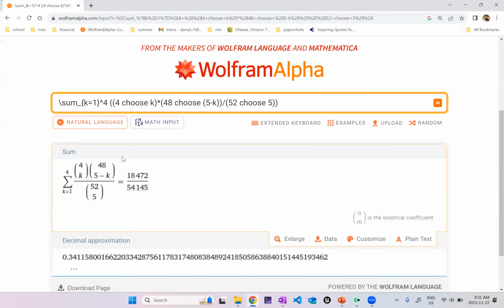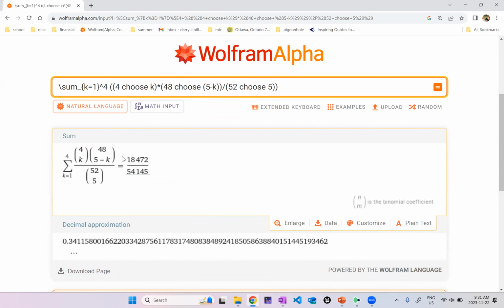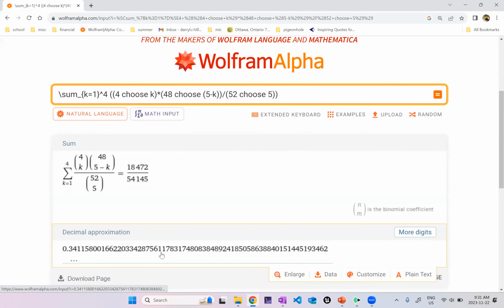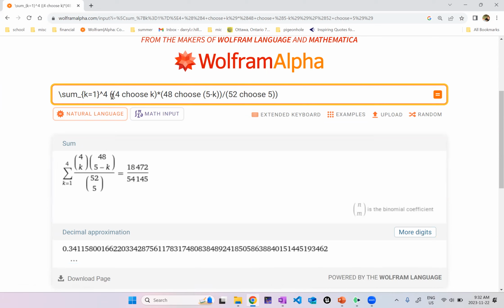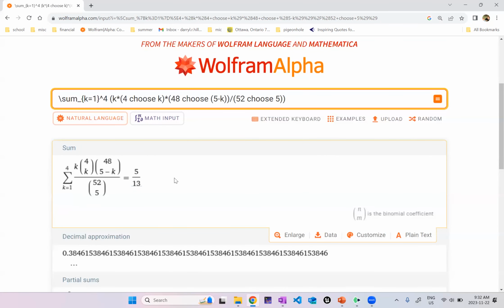Nope, I messed it up. Oh, yes. What did I forget? So this is a nice formula, but this is just the sum of the probabilities. I forgot to multiply, right? I want the expected value, so it's k times these probabilities. So I forgot to multiply by k. Maybe let's put it in here. Probably that'll work. k times that. Okay, look at that. 5 over 13. Whew, I didn't have to do that myself.